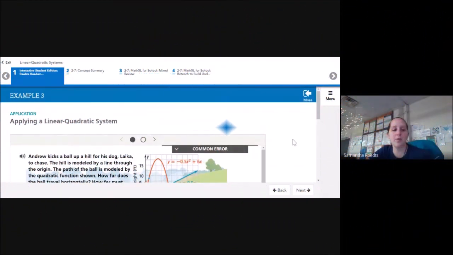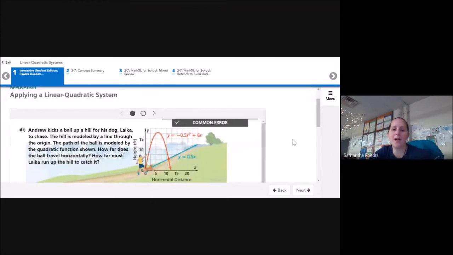All right, example number 3, applying a linear quadratic system. So Andrew kicks the ball up a hill for his dog. Okay, here's the puppy. Here's Andrew. He's going to kick the ball. Looks like he's throwing it, but he's actually kicking it, for Leica, the dog, to chase.